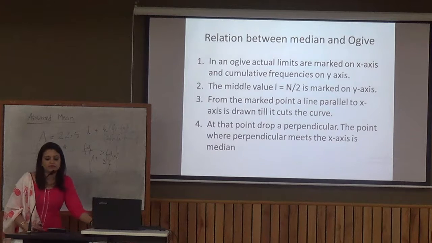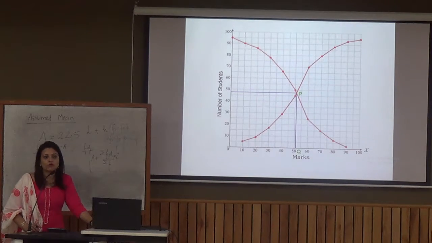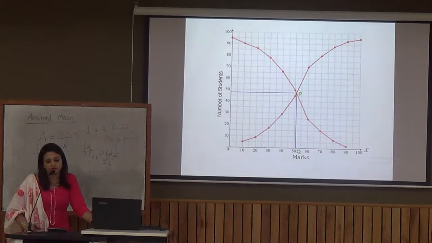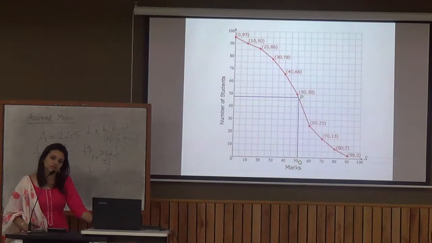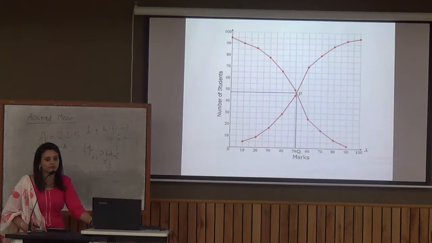Another method between median and ogive is that the meeting point of both the ogives is the median. You find the meeting point, and the x-coordinate corresponding to that meeting point gives you the median. You can also find the median by finding the mid-value of the graph and the x-coordinate of the corresponding point in both less than type and more than type ogives.